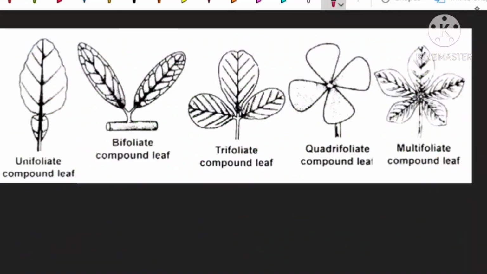Now see the same here with the types of palmately compound leaf. If only one leaflet is attached to the petiole, then we say it is unifoliate. If two leaflets are attached to the tip of the petiole, then we say bifoliate. If three are attached, trifoliate; four are attached, quadrifoliate; and if more than four, then we say it is multifoliate. And please, all these are important from the competitive point of view. Please learn it.